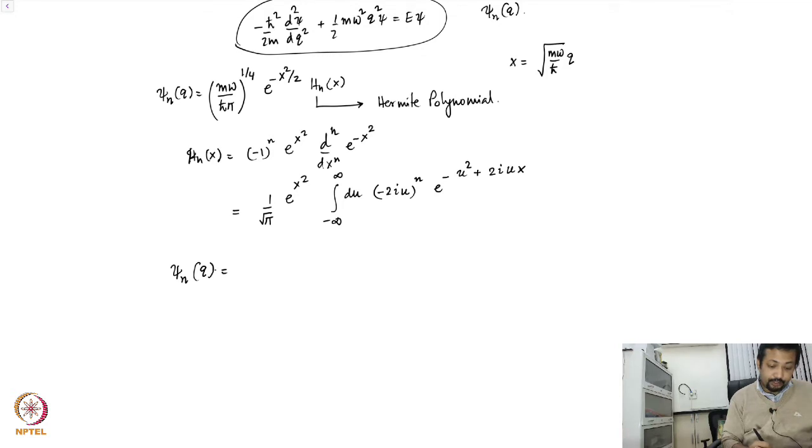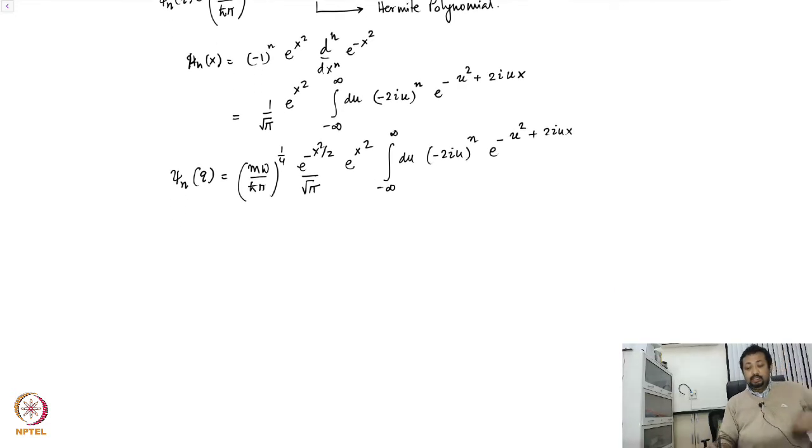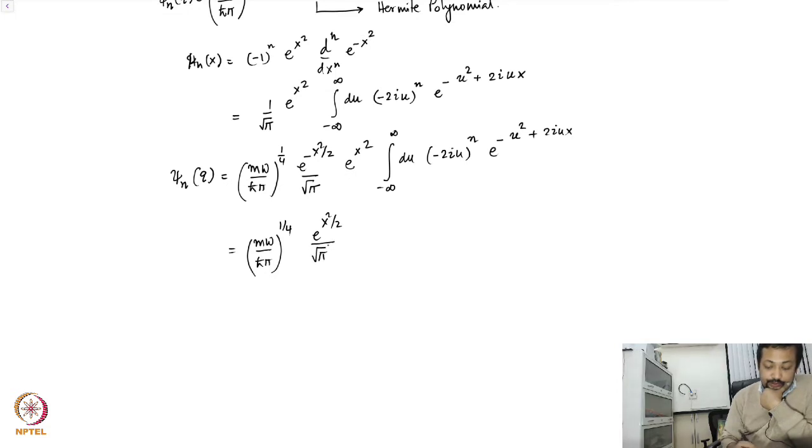So psi n of q then becomes (m omega over h bar pi) raised to the power 1/4 e to the power minus x square by 2 e to the power x square over square root of pi, integral from minus infinity to plus infinity du (minus 2iu) raised to the power n e to the power minus u square plus twice iux. We will later on use this relation.